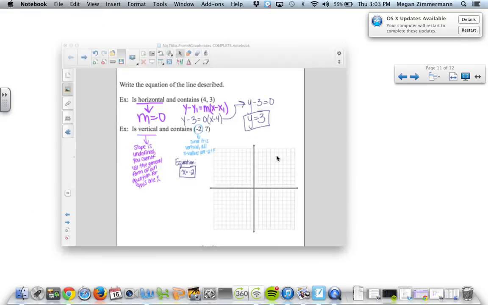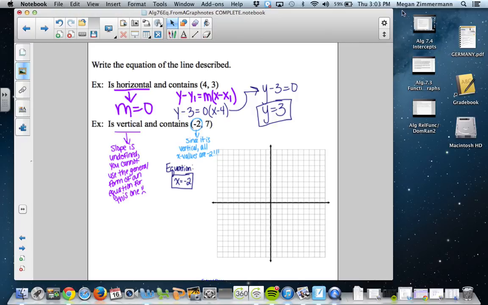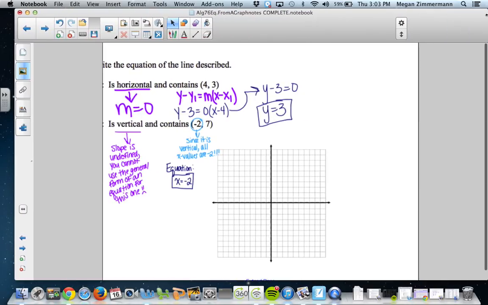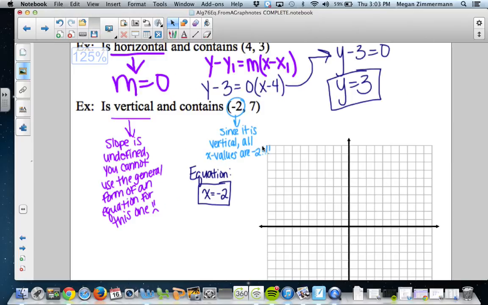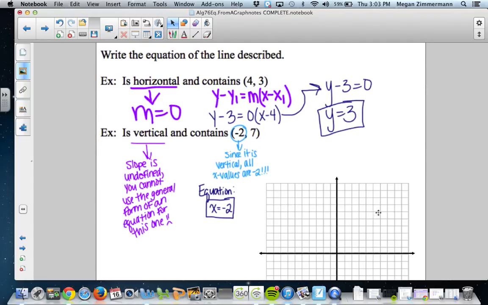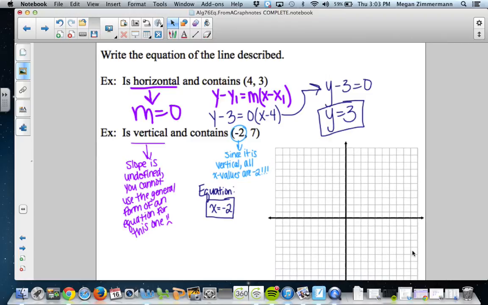Alright, so let's see what we have. So first, our horizontal line. So this is a horizontal line that contains the point 4, 3. So let's look at the coordinate plane here. Well, you know what? Let's not look at the coordinate plane yet. I think this is okay.